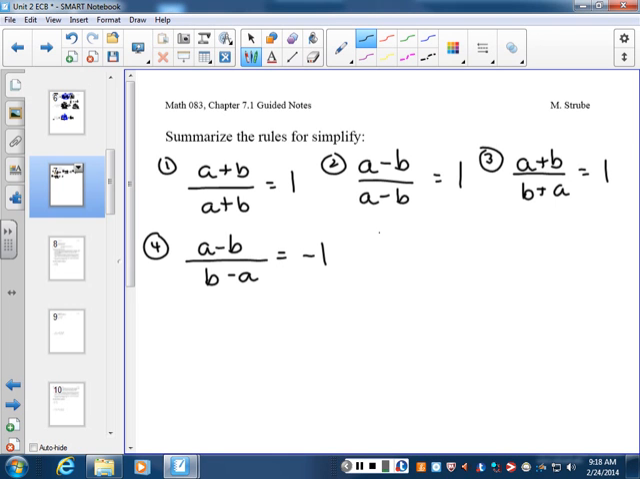And our last case, I have a plus b over a minus b. +1, they cancel. -1, they're opposites. Can't be simplified. So the one and only time we get -1 is this case right here. Nothing else gives me -1. So this can't be simplified.